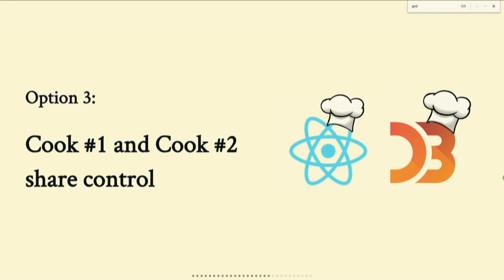So if the D3 option has the steep learning curve, the enter-exit update pattern that isn't pure React knowledge, might be new to some developers, and then the pure React option, using just D3 as a utility library, didn't have the animations that we needed, then let's look at option 3, which is when cook number 1 and cook number 2 share control. So here, React will be creating the elements.